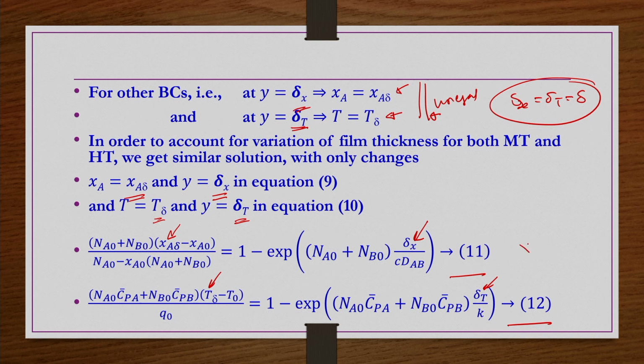So now this is the concentration profile when the film thickness is delta x for mass transfer, and then this is the temperature profile when the film thickness is delta T for heat transfer, right.